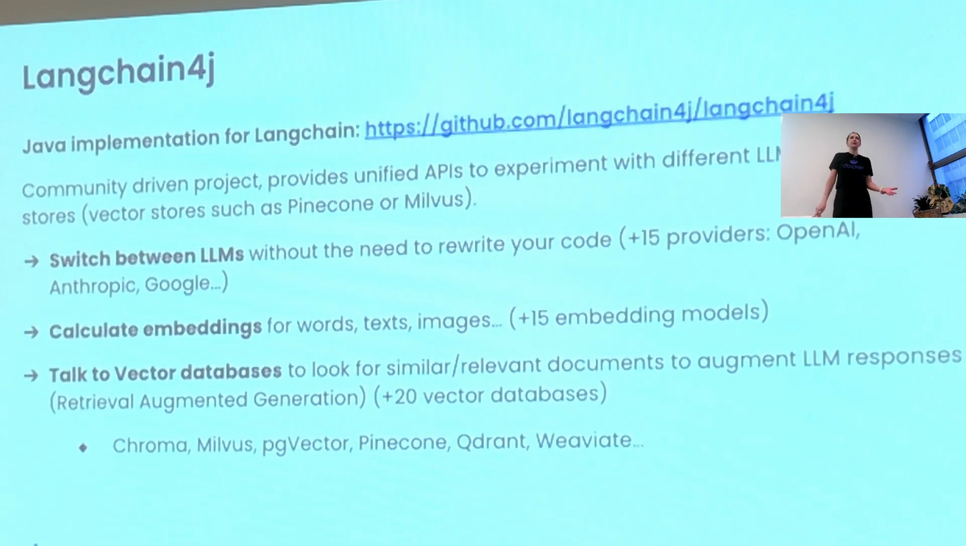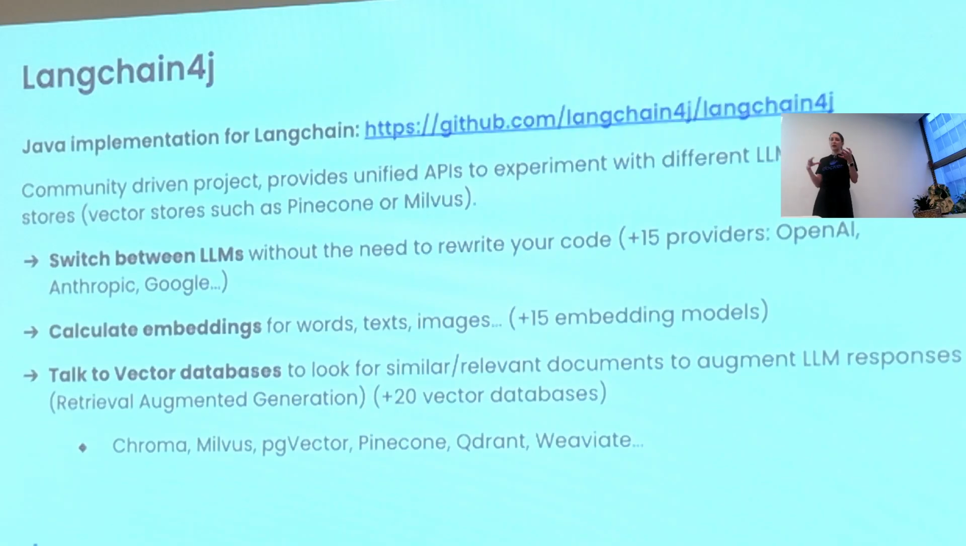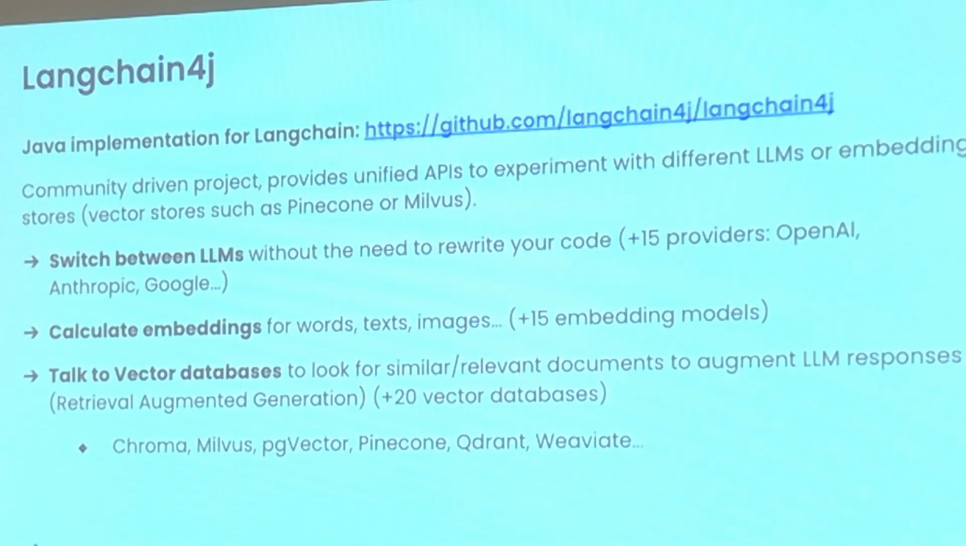For the demo example, we'll be using LangChain4j. LangChain4j is an open source framework. You can use it to build a GenAI augmented application. It provides an easy switch between the language models, just a kind of generic API. It can help with embeddings.